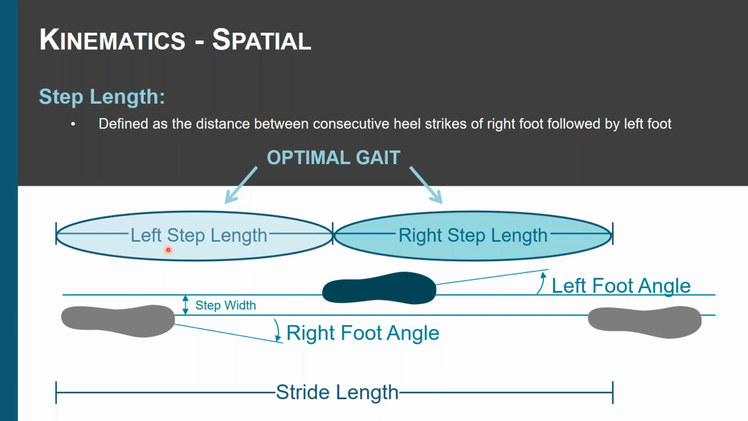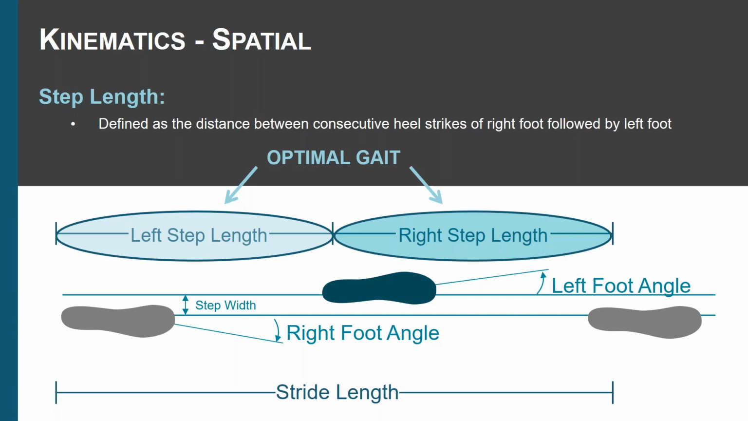In optimal gait, you'd be looking to have symmetrical distances between the left and the right foot. There's nothing optimal to say that 0.5, or half a meter, is what you're looking for. It really depends on the height of the individual. So you're really looking at trying to have a symmetrical step length left to right.